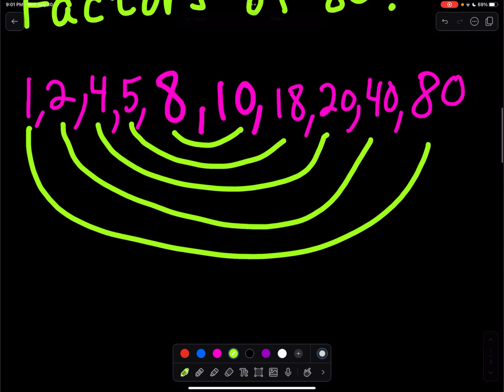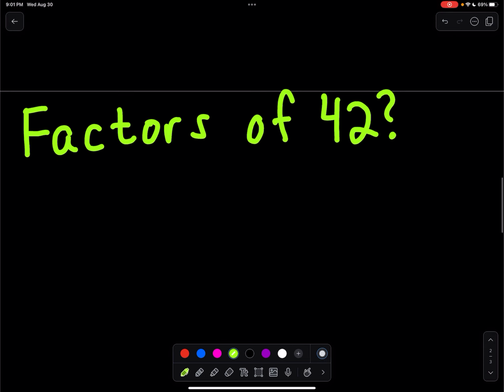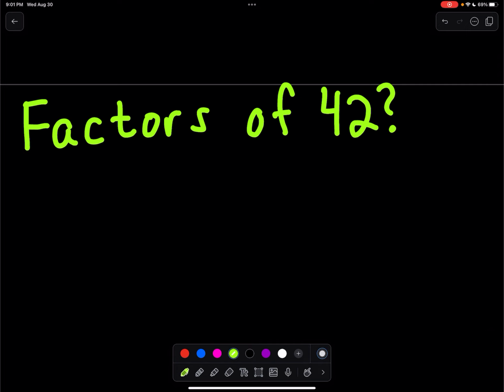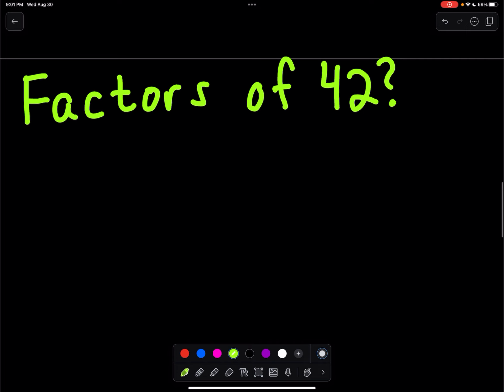Okay, so those are the factors of 80. So keep in mind, we can factor numbers. We can also factor numbers and variables. We can factor sums of numbers and variables, as you can see in my other videos. So now let's try for 42. Okay, well, 1 times 42.